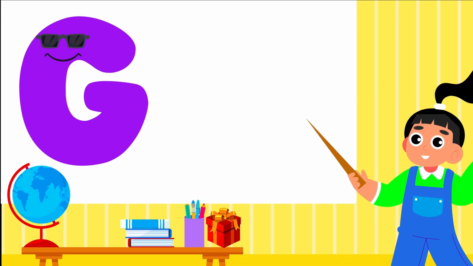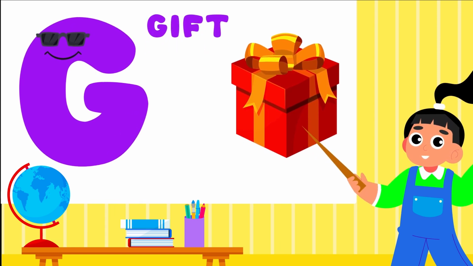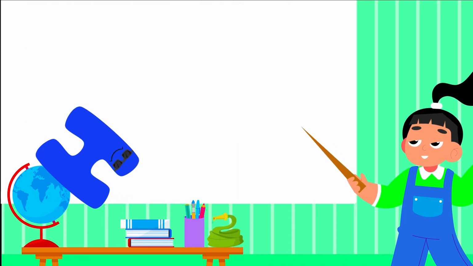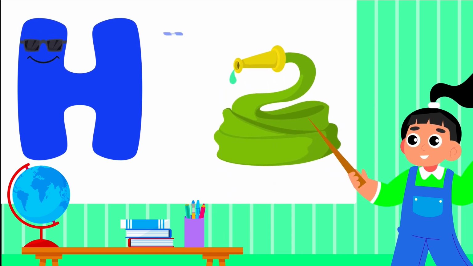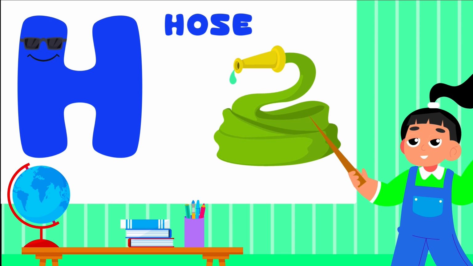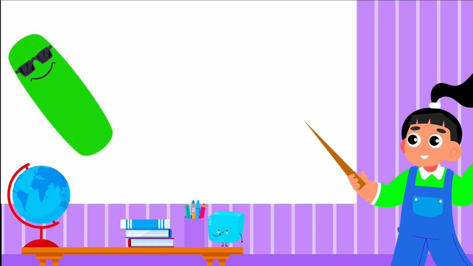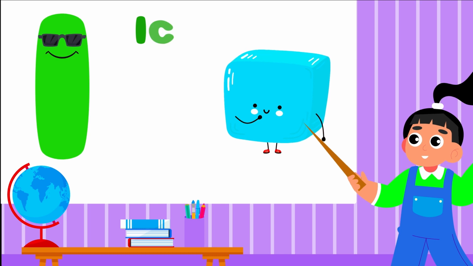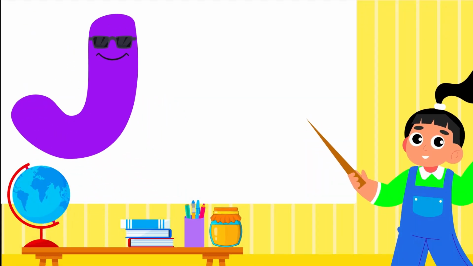G. Cave. G is for cave. H. Horse. H is for horse. I. Ice. I is for ice. J.